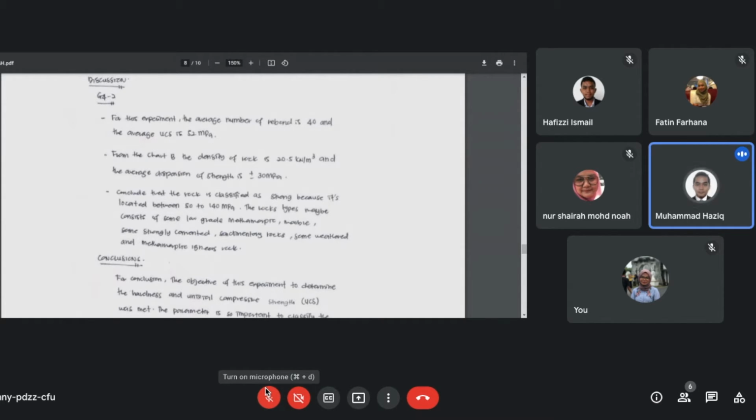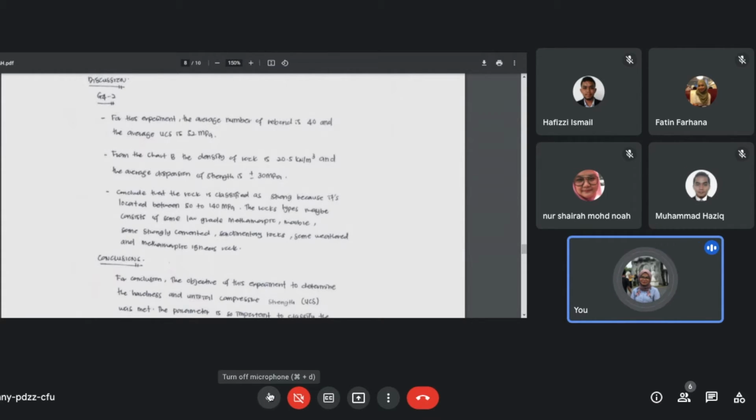The rock type may consist of some low grade metamorphic marble, some strongly cemented sedimentary rock, and some weathered and metamorphic igneous rock. For the conclusion, I will pass to Zamira.